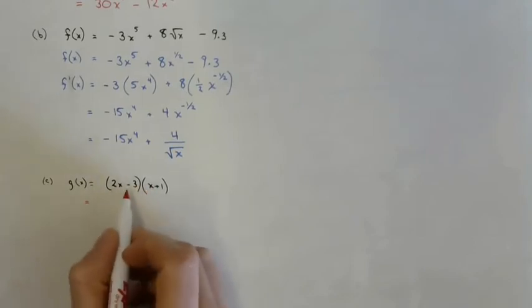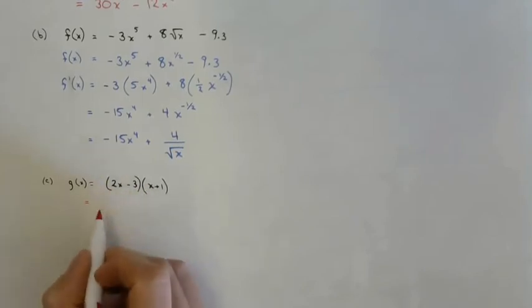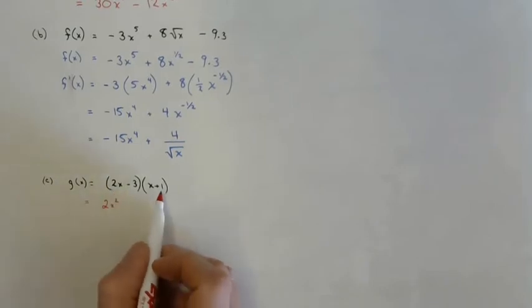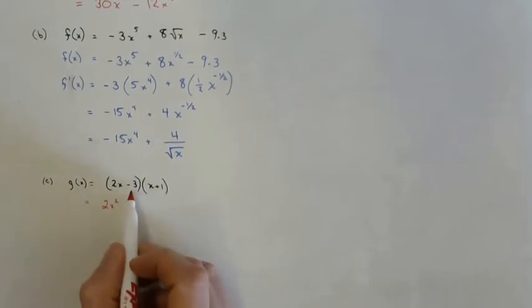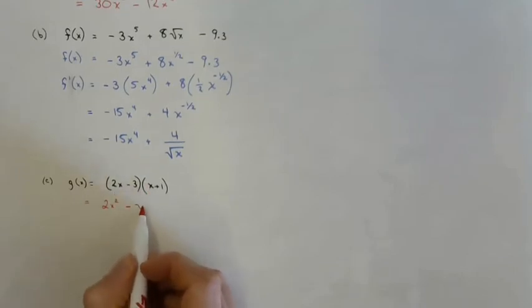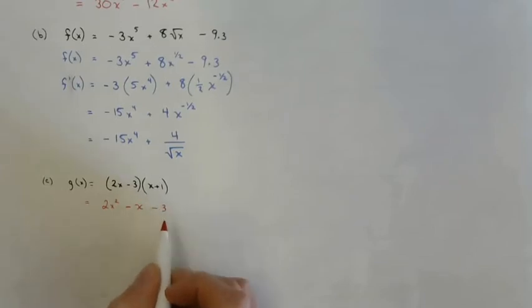So we're just going to FOIL this. 2x times x is 2x squared. And then I have 2x times 1, which is 2x. And I also am going to have negative 3x's. So I've got positive 2x's and negative 3x's. That's negative x. My constant is negative 3 times 1 is negative 3.